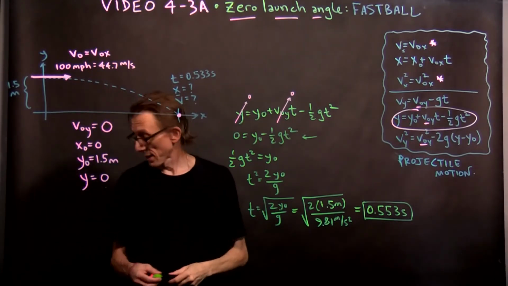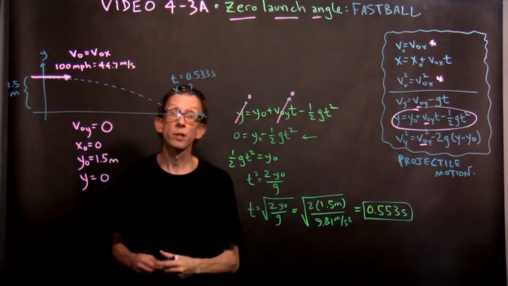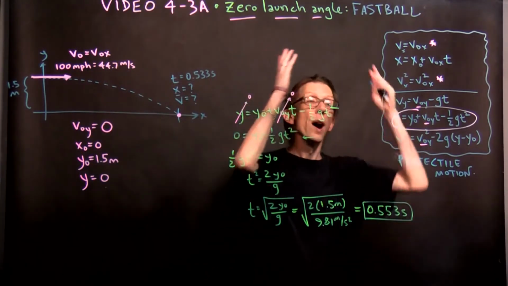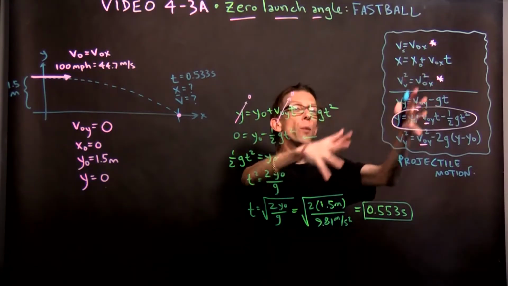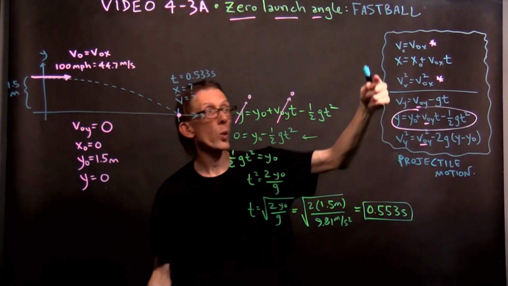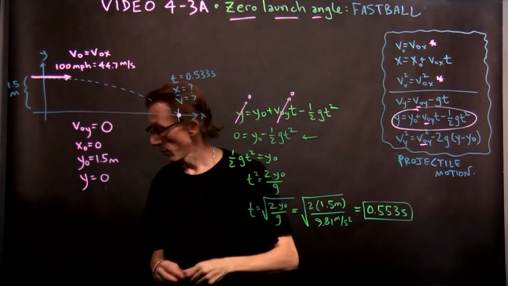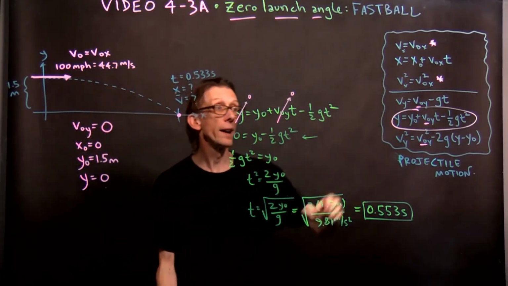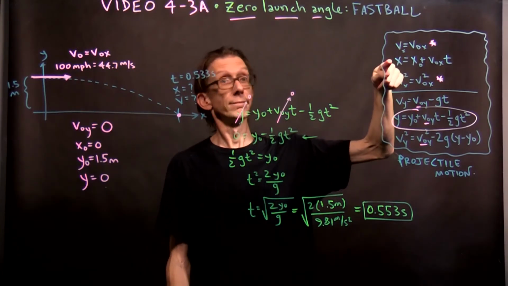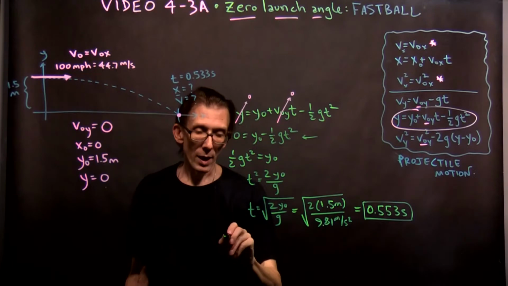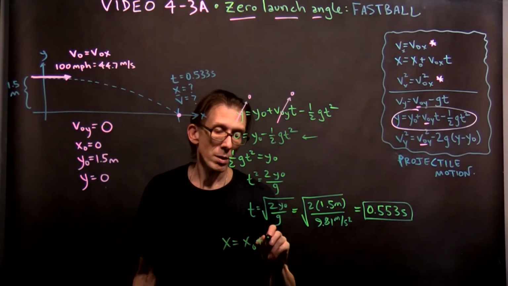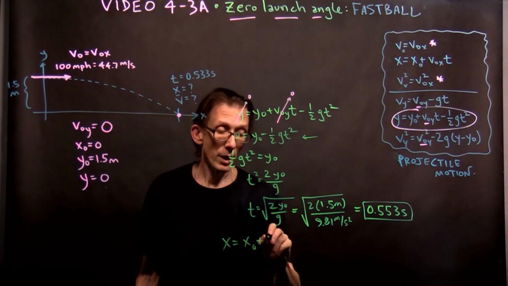Okay, now we need to know x. That one is done. Boom, we got time. Now we need to know x. Well, there's only one x anywhere in these formulas, and that is right here. So we have to use that one. There's no other way to find x, friends, other than to use this one. That's it. So x is x naught plus v naught x t.